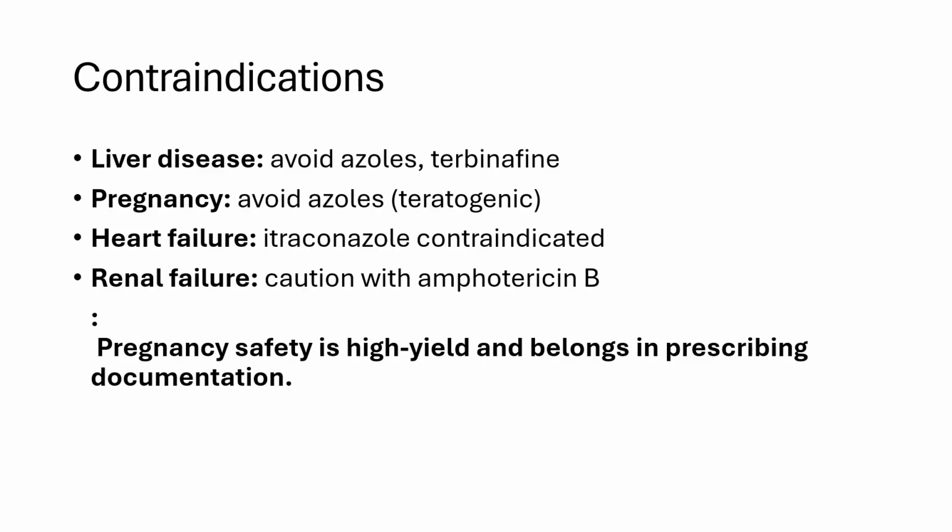For heart failure, itraconazole is contraindicated. Again, it is a negative inotrope, so it worsens cardiac function. And in renal failure, we have to be very cautious of Amphotericin B. It is nephrotoxic, so someone with poor kidney function, that can really tip them into acute failure.